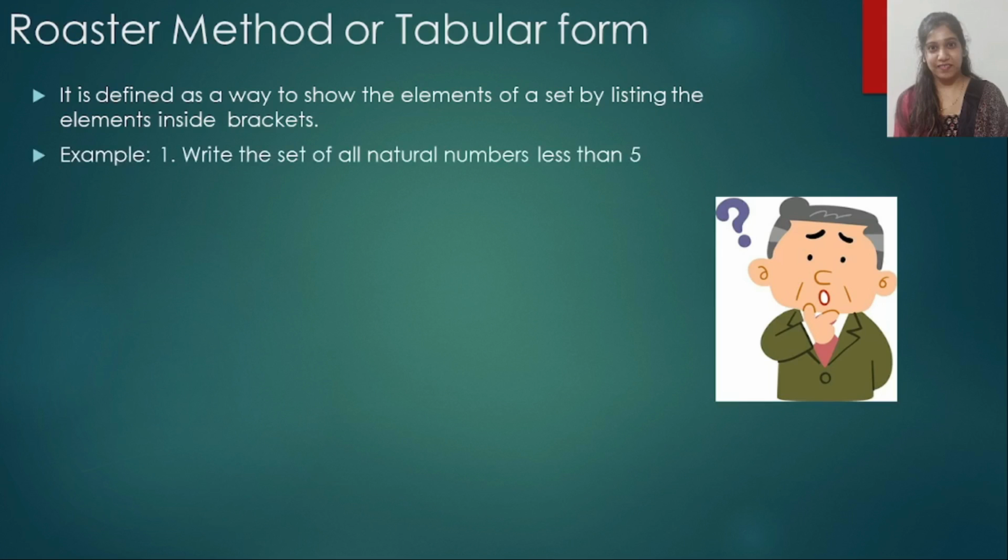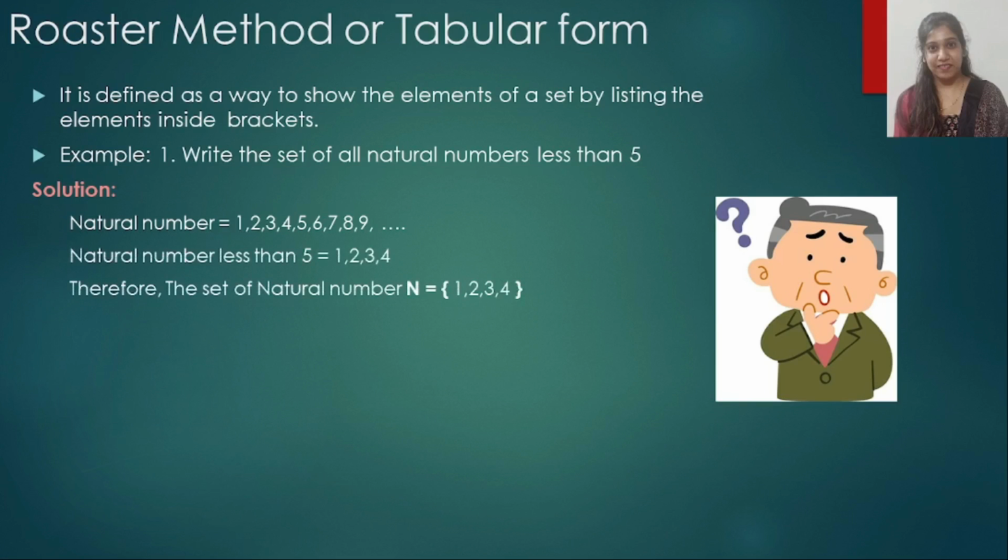Write the set of all natural numbers less than 5. We all know that natural numbers are 1, 2, 3, 4, 5 and so on. But I have mentioned less than 5. So the natural numbers less than 5 are 1, 2, 3, 4. Not even 5, because it is less than 5, not less than or equal to 5. So we will write it as the set of natural numbers N, where N is the name of the set, equals {1, 2, 3, 4}.